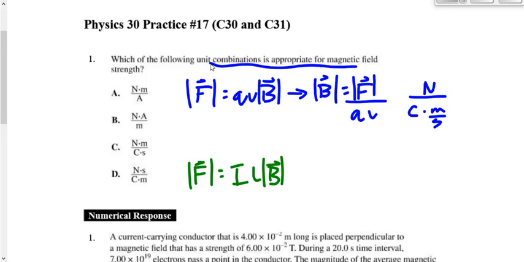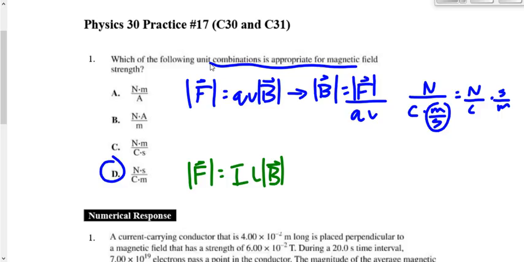Well, let's try to simplify this a little bit and see if we can make it look like either C or D. We say newtons over coulombs. This is the same thing as times seconds over meters, isn't it? We divide by a fraction, so we multiply by the reciprocal. Newtons seconds over coulombs times meters, is that an option? It is. So our answer would be D.